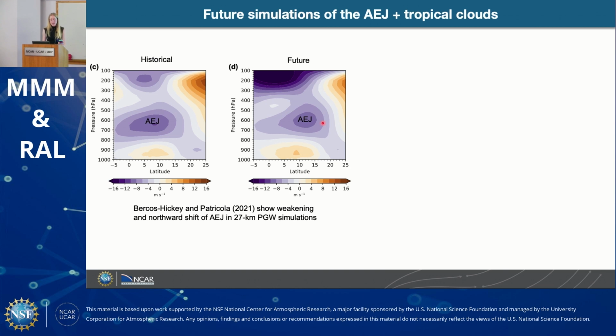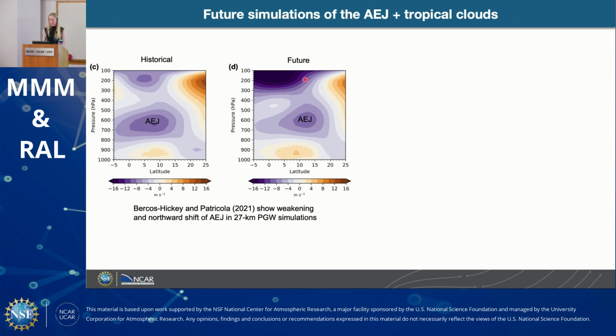So there's been some studies that have started to look into this region, particularly how this will change in a future and warmer climate. So one study is from Burkos Hickey and Patrick Kola, 2021, that looked at changes in the African easterly jet. So what you see on the left is a historical African easterly jet as a function of latitude over the region. So this is the zonal wind speed.